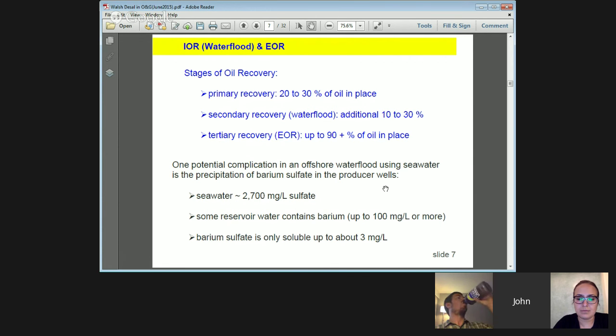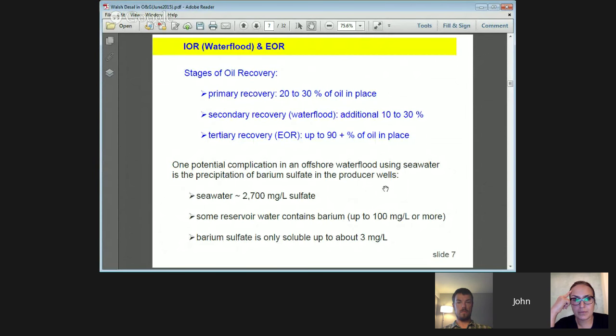So that's, as I say, probably the simplest application of desalination. It is used throughout the industry. A more complex application would be to enhance the oil recovery from a hydrocarbon-bearing reservoir.